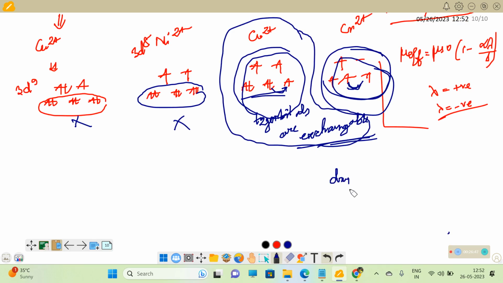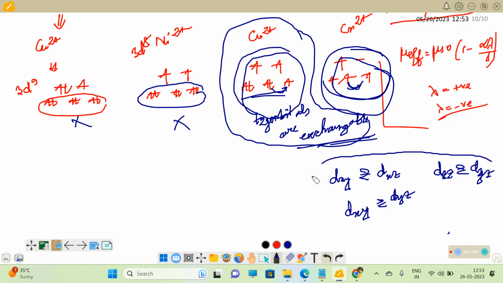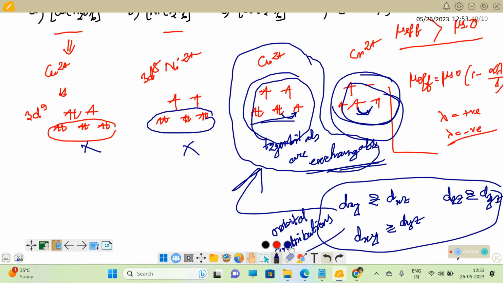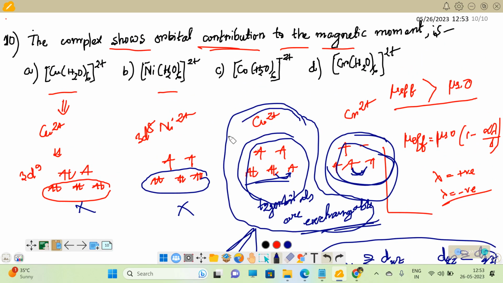dxy is exchangeable with dxz, dxy is exchangeable with dyz, and dxz is exchangeable with dyz. If this happens, the orbital contribution will contribute. So this is happening only for the d7 system given here. So it will have the orbital contribution here. So the answer will be here.